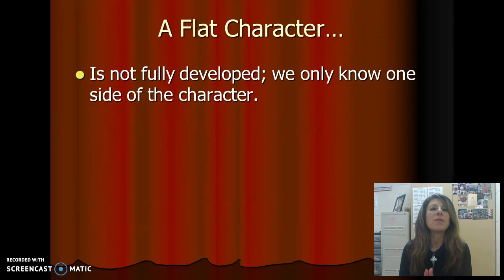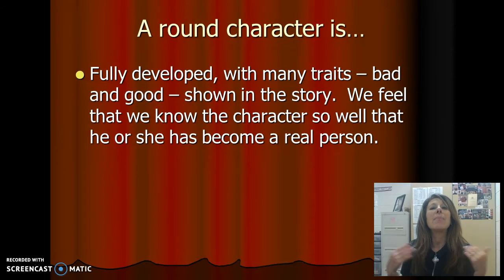So let's take a look at it. If the character is a flat character, that means they're not fully developed and they only have one side to their character that we see. So maybe we only see the bully of that character throughout the whole story. Or we only see the sweetness of that character throughout the whole story. Or we only see the childishness or whatever it is, but it's only one side of the character that we see. If we see many sides to the character to the point where they're fully developed, then they're a round character. They have lots of traits, good and bad traits, and they're very realistic to us, and many times we can relate to them because they're not perfect, and we see many sides to them.